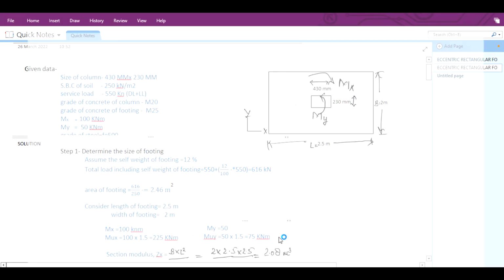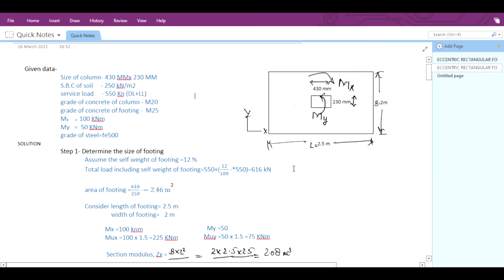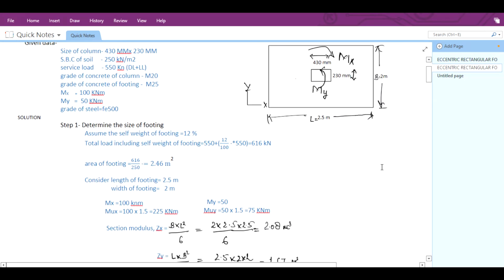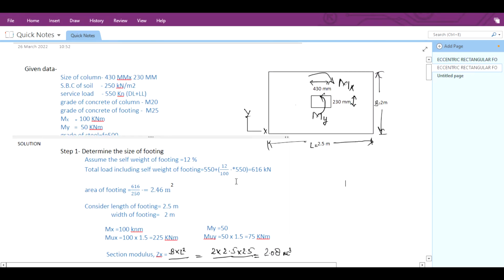Now we will find the size of the footing first. For that we have to assume the self weight of the footing. Here we are taking the self weight of the footing as 12%. Total load including self weight of the footing will be 550, that is service load plus 12% of the service load. That will come as 616 kilonewton. Why have we taken 12%? You can take between 10 to 15%. For the safer side I am going with 12%.